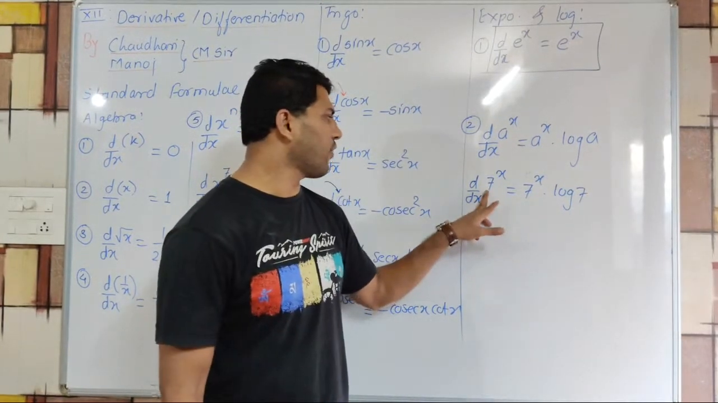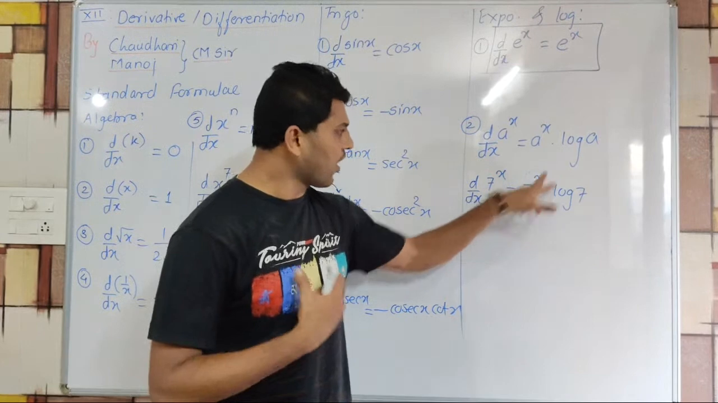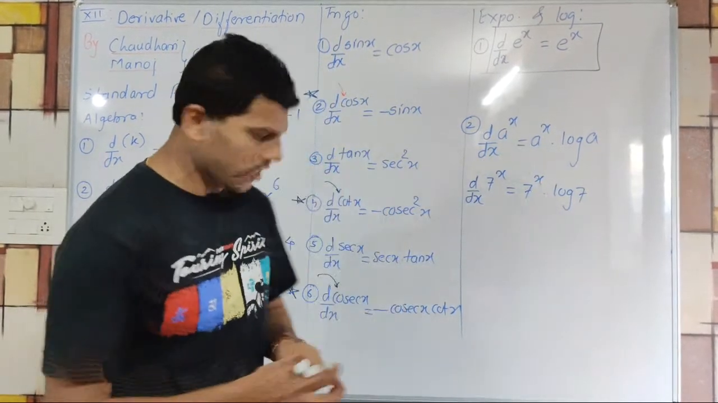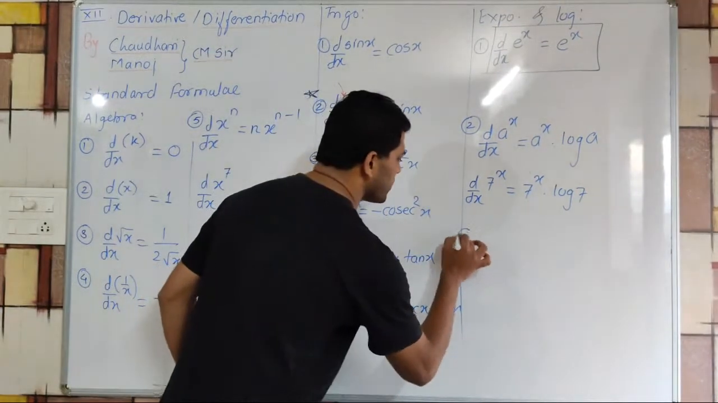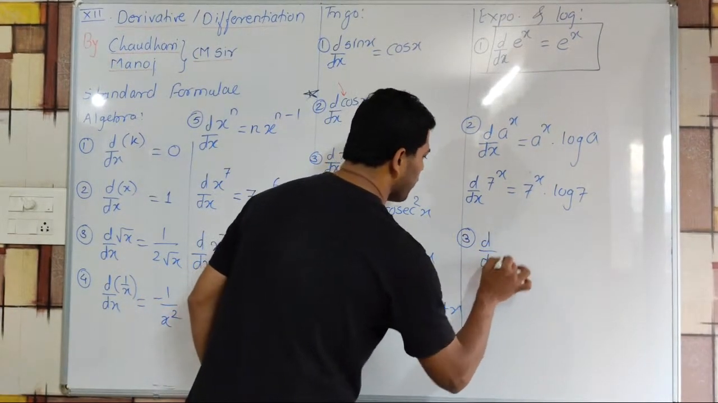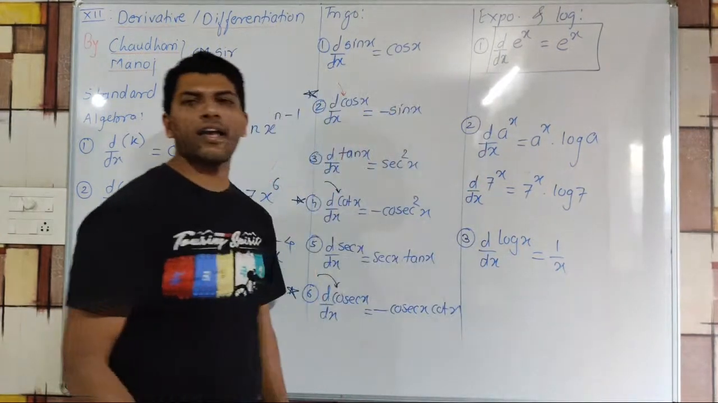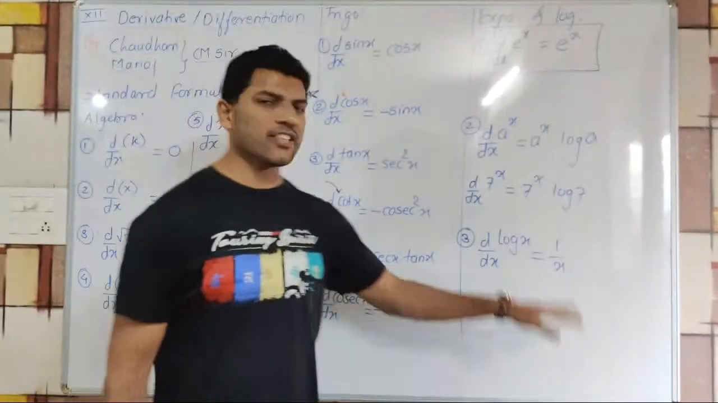Let's say it's the derivative of 5 raised to x. Answer is 5 raised to x into log 5. So this a is always a constant. And the last one in the list is derivative of log x. Very important formula. So derivative of log x is 1 by x.